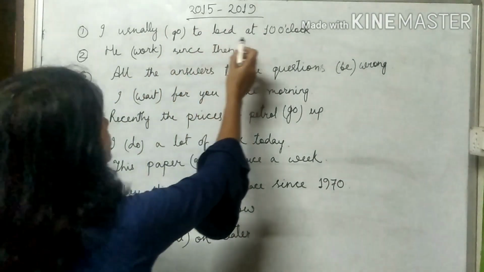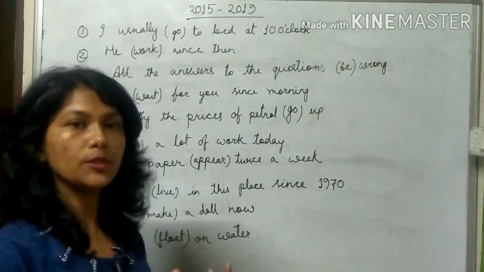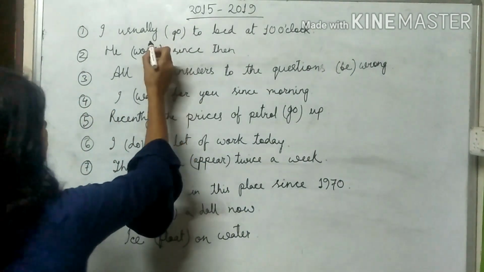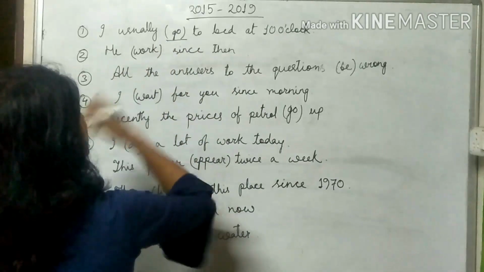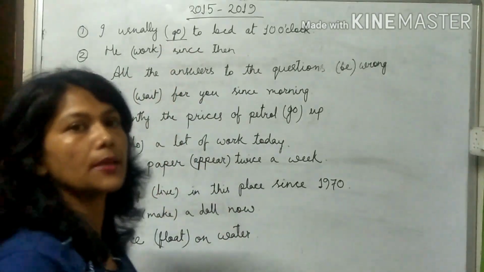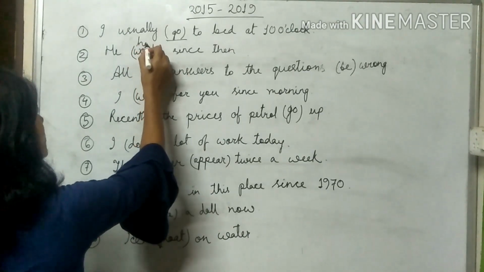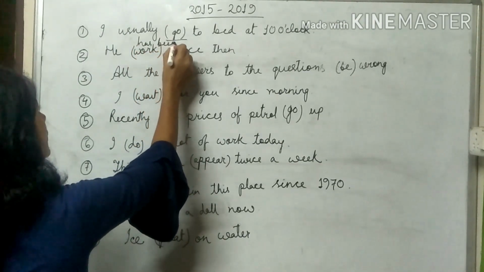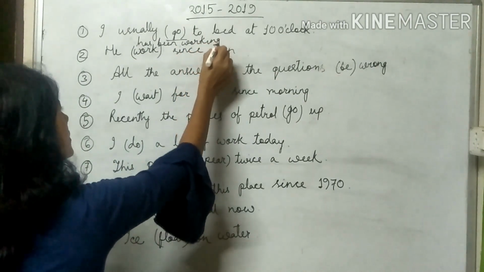I usually go to bed at 10 o'clock. This is habitual. So in habitual truth we use simple present. I usually go to bed. It will remain same. He worked since 10. He has been working because the work has begun in the past and still continuing.